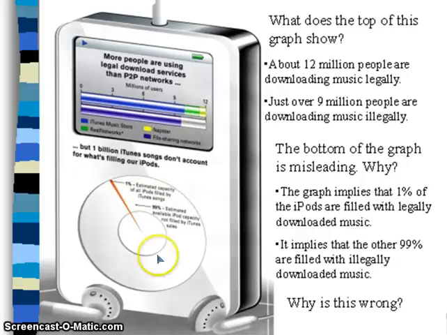And then you have this down here. It's a little hard to see. 1% estimated capacity of all iPods filled with iTunes songs. Okay, so only 1% of all iPods. But 99% is estimated to be available capacity not filled by iTunes. So what they're implying is that 99% is then filled with illegal music.